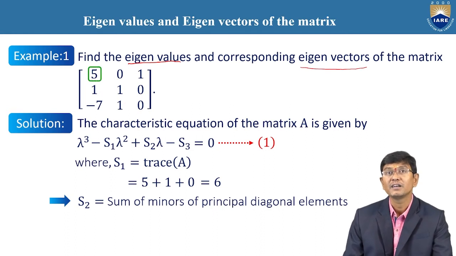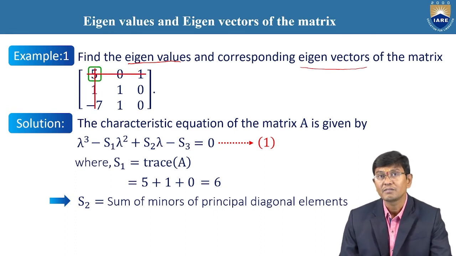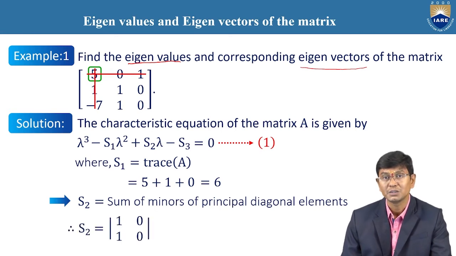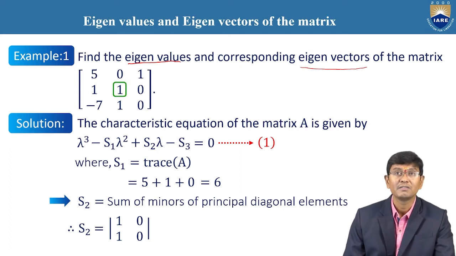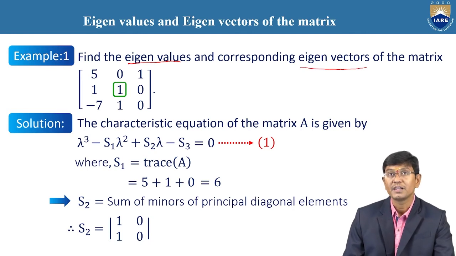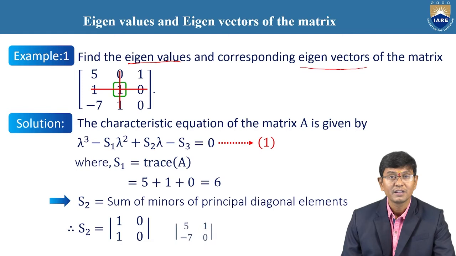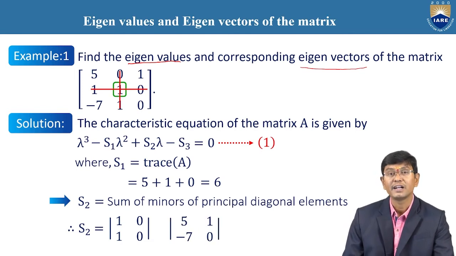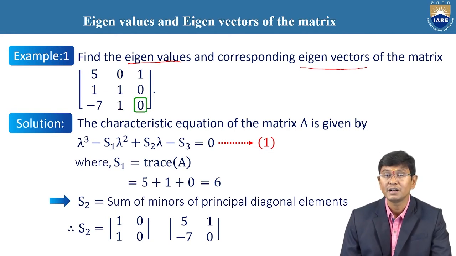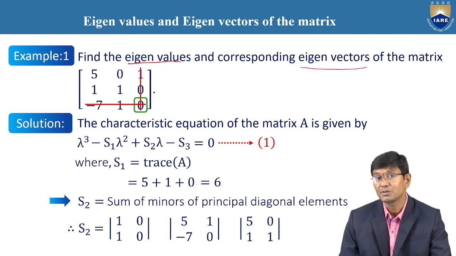S2 is nothing but the sum of the cofactors. For the first one, after neglecting the first row and first column, we get 1, 0, 1, 0. Similarly, for the middle one, after neglecting that particular row and column, we obtain 5, 1, 7, 0. And similarly, for the third one, we eliminate that particular row and column, and after removing them we obtain 5, 0, 1, 1. These are the three 2x2 matrices whose determinant values we need to find.